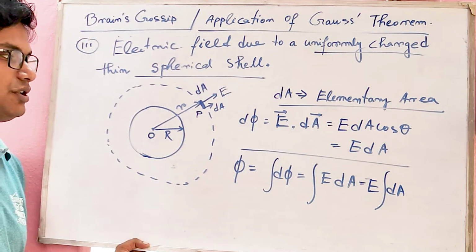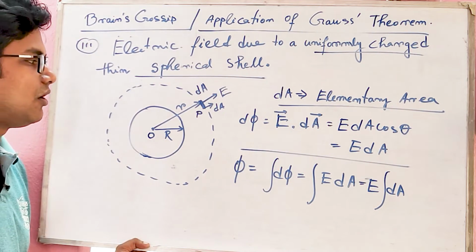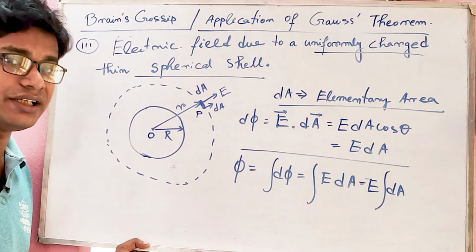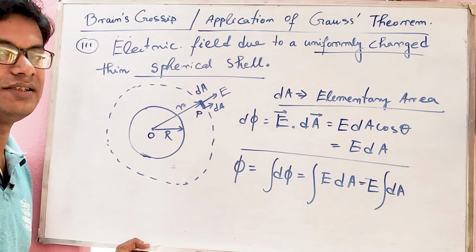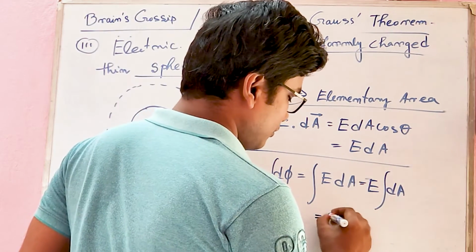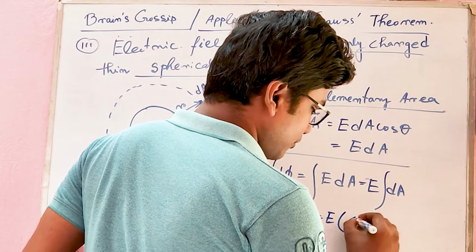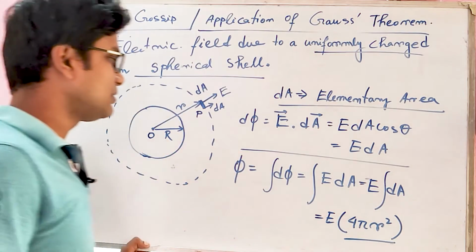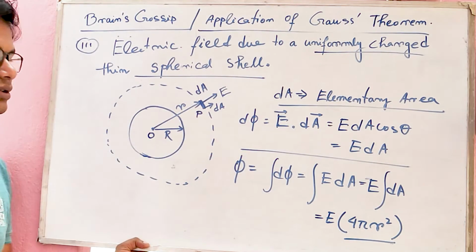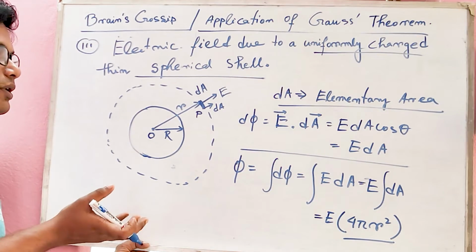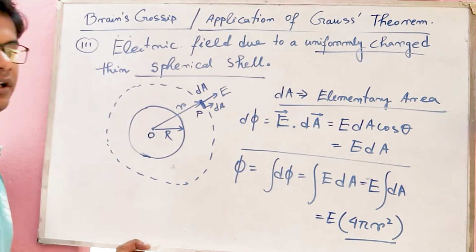So here comes the question: what is the total area of this Gaussian surface? The total area of this Gaussian surface is 4 pi r square. So we can write this is equal to E into 4 pi r square, where small r is the radius of this Gaussian surface that we have imagined. And obviously this Gaussian surface is a closed surface, so every property of the Gaussian surface is satisfied over here.